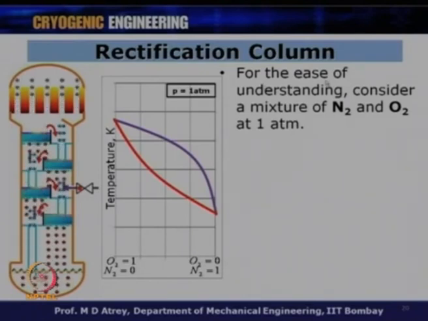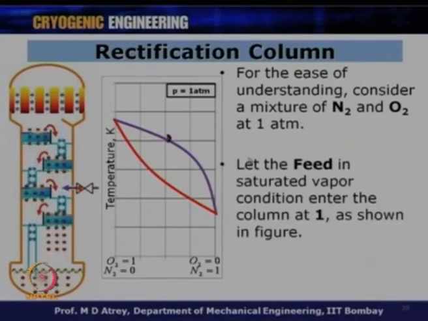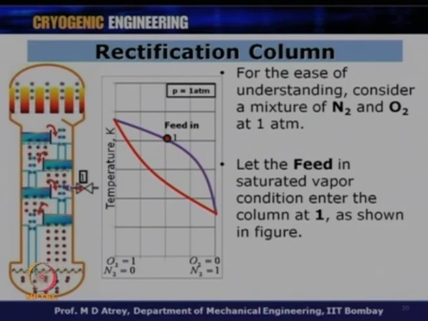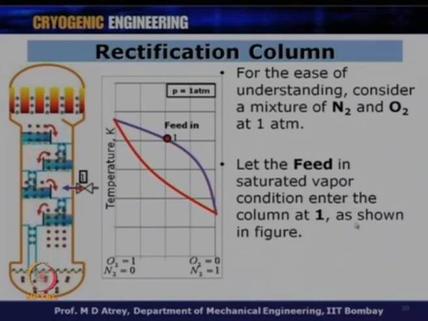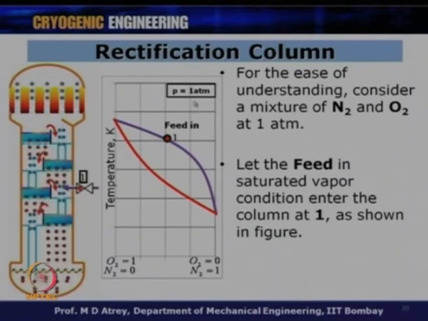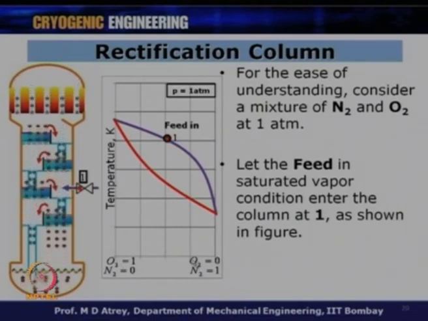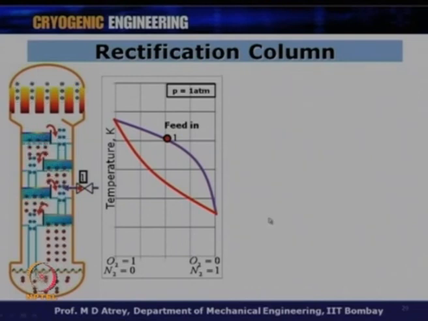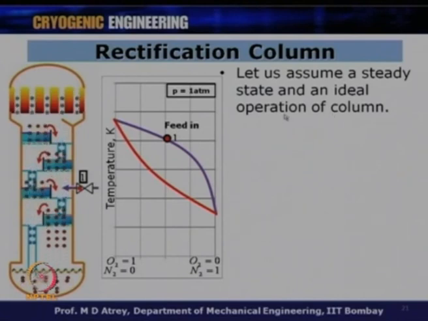You can see that. For the ease of understanding, consider a mixture of nitrogen and oxygen at 1 atmosphere. Let the feed enter at this point 1, which is going to be, let us say, in vapor condition in this case. So, let the feed in the saturated vapor condition enter the column at 1 as shown in the figure. What you can see here is condition 1, which is the feed at point 1. So, after the expansion at 1 atmosphere, the feed enters. The feed has a particular composition of oxygen and nitrogen as given in this diagram. So, what will happen to this feed? Let us assume a steady state and ideal operation. Let us not consider any transient operation.